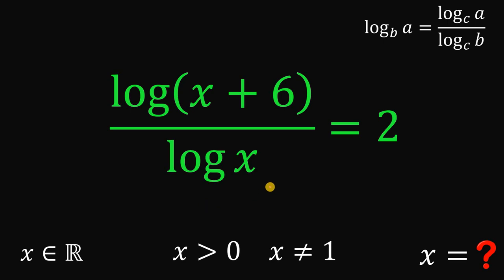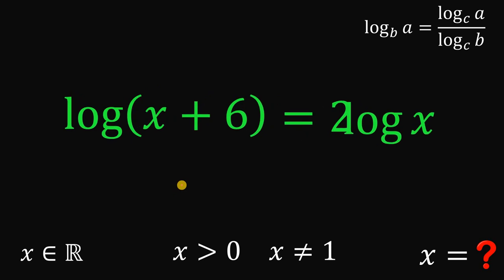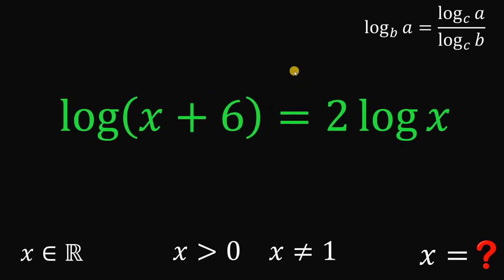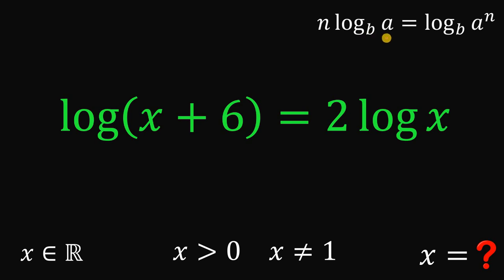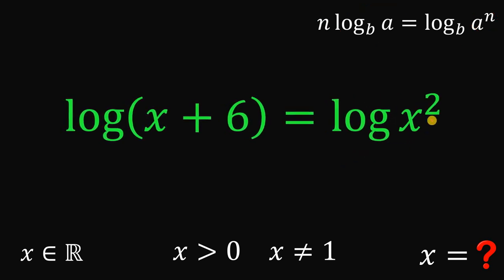So to solve for the value of x, let's multiply both sides by the logarithm of x. Next, let's use some laws of logarithm again. If we have n multiplied by the logarithm of a to the base of b, this can be written as logarithm of a raised to the power of n to the base of b. So this n right here becomes the exponent or the power of a. Therefore, the right-hand side of our equation can be written as logarithm of x squared, or x raised to the power of 2.